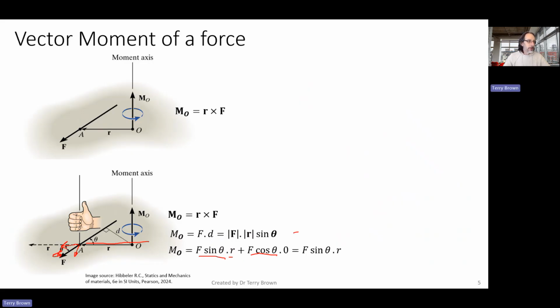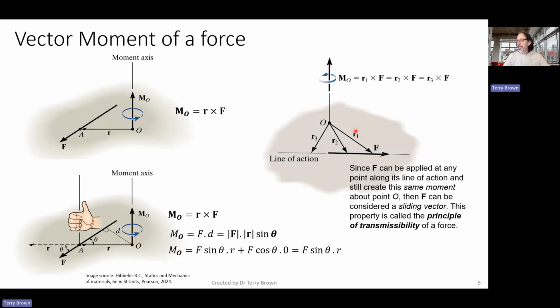All right, let me clear all that away. And then since the force is a sliding vector, we know that it can be moved anywhere along its line of action from the principle of transmissibility. So you should have studied this in maths and or physics previously. So we can define the position vector to anywhere along the line of action of the force and still calculate the same moment. And we'll see that in an example.